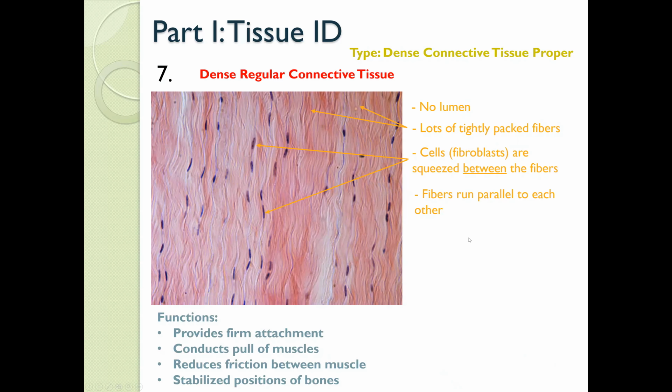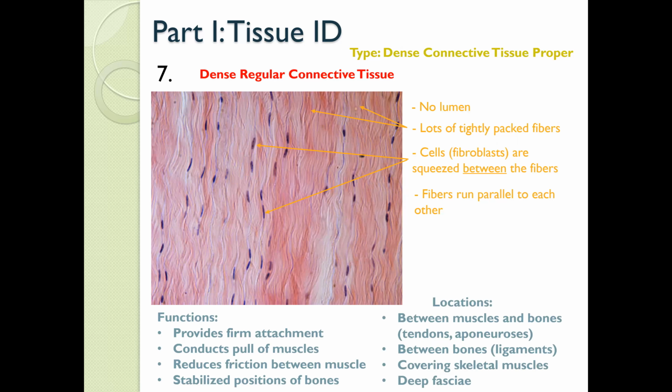This tissue functions to provide firm attachment, to conduct the pull of muscles, to reduce friction between muscles, and to stabilize the position of bones. So locations between muscles and bones, these are your tendons and aponeuroses. You can find it between bones, these are your ligaments. You can find it covering skeletal muscles and in the deep fasciae.